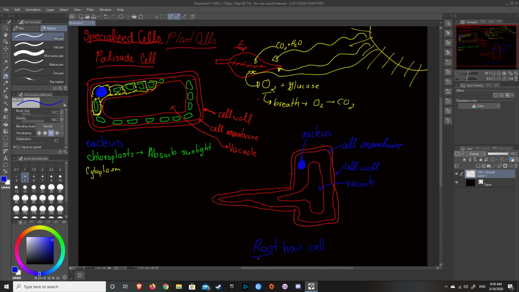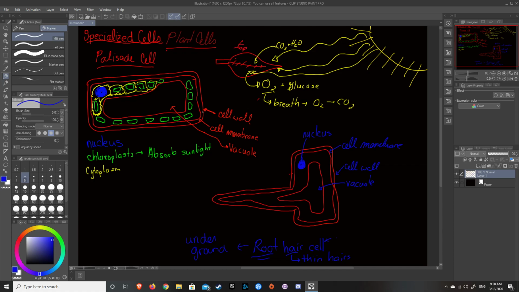So root tells you that it's underground. Hair, it's got thin hairs sticking out. And a cell, cell basically just tells us that it's looking at the basic building blocks. So the root, it's underground, so that's why it doesn't have chloroplasts, right?